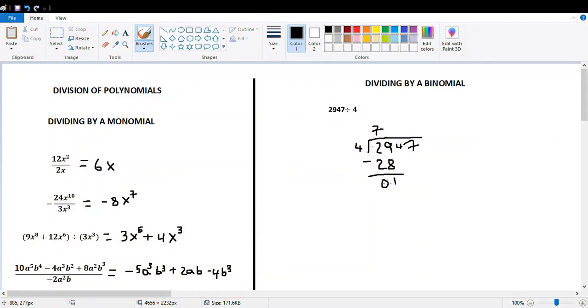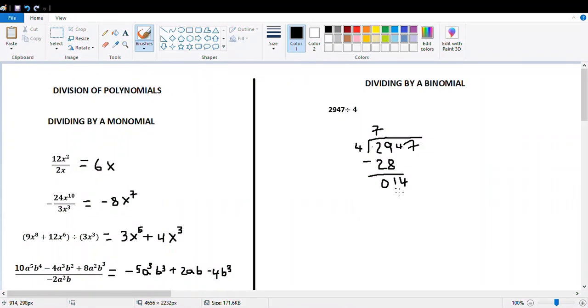Step number 3. Remember, step number 1 is divide: 29 divided by 4, 7. Step number 2, multiply: 7 times 4, 28. Step number 3, subtract. And step number 4 is bring down the next term or the next number. In this case it's 4. Let's bring number 4 down. And let's start one more time with the same cycle, with the same process.